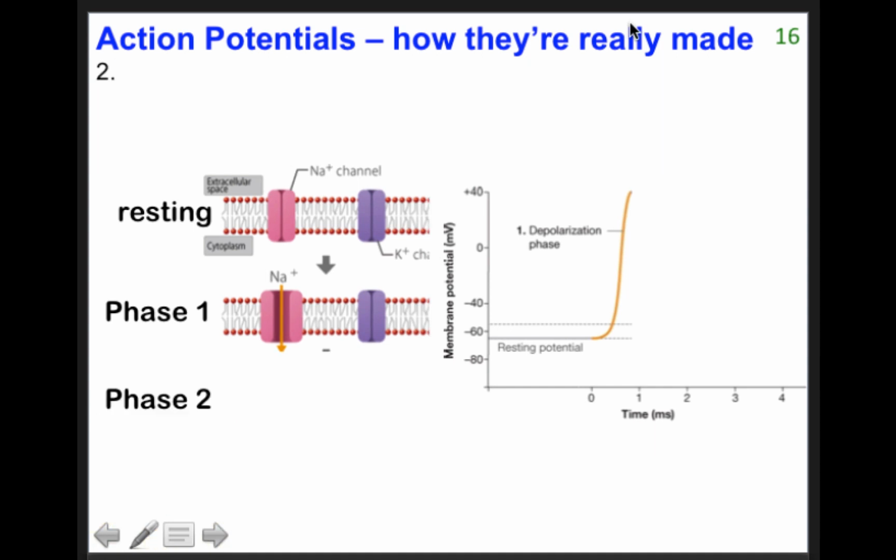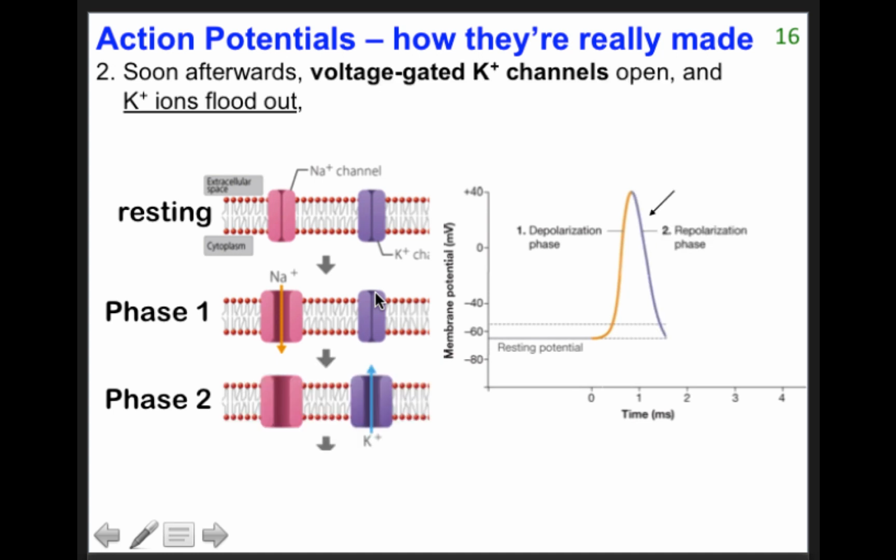So in phase 2 of the action potential, right, sensing that the membrane potential now has shot up to this much more positive membrane potential, the voltage-gated potassium channels respond to that different membrane potential, and they open up too now. So soon afterwards, the voltage-gated potassium channels open, and potassium ions start to flood out of the cell. Because remember, potassium's concentration gradient is flowing in the opposite direction, out of the cell.